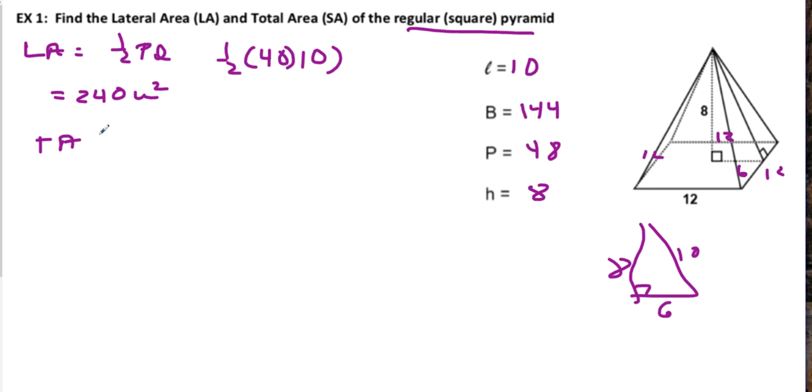Our total area is this number plus the area of the base. So we're going to take that 240 plus the area of the base of 144, and we're going to get our total area of 384 units squared. We'll look at volume in a little bit. Okay, that's it. Find your lateral, add in the area of the base, and you've got your total.